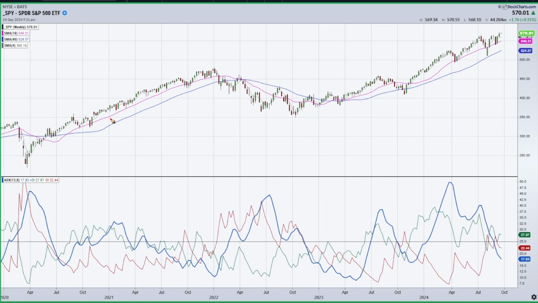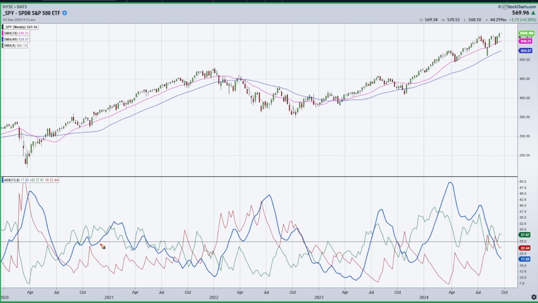Now, there's a couple of things we need to recognize. Number one, the green is telling us the strength of the buyers, and the red is telling us the strength of the sellers. And the blue line is telling us the difference between the two. So if green is moving up and red is moving down, then the blue line is going to move up because they're separating. The farther the DI lines get apart, the higher this will go, the faster it'll move up.